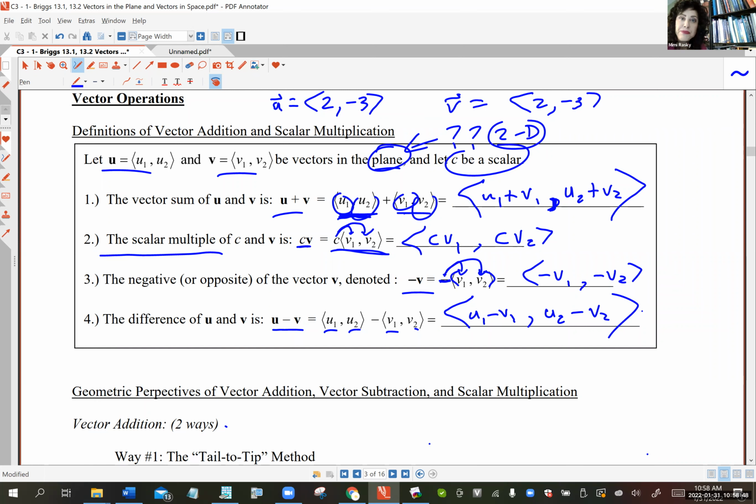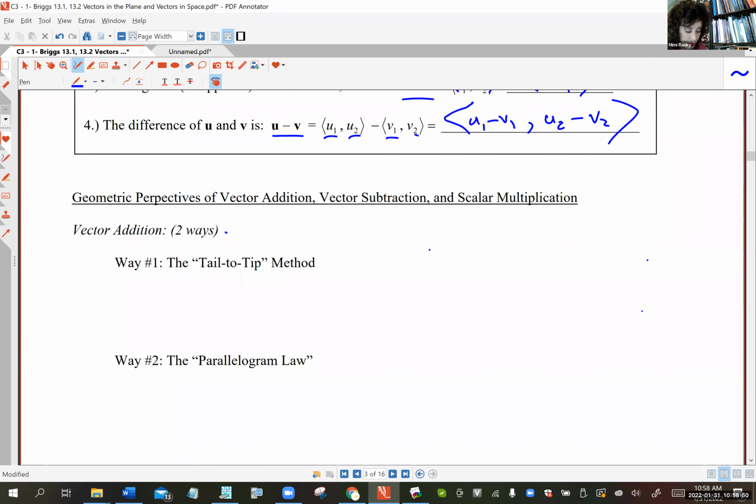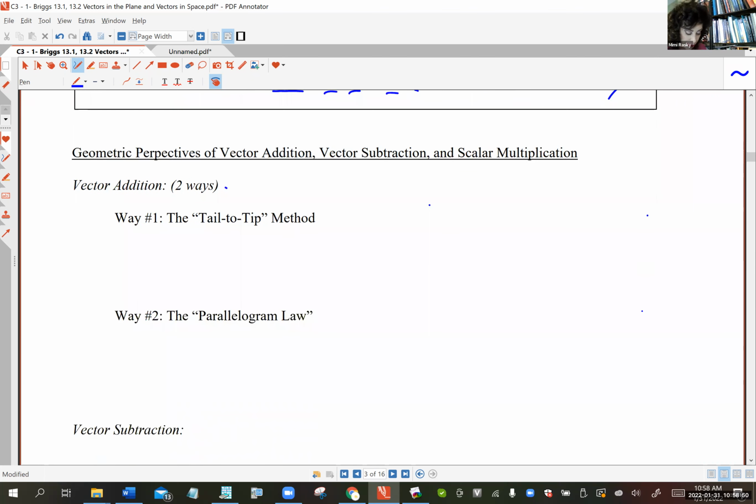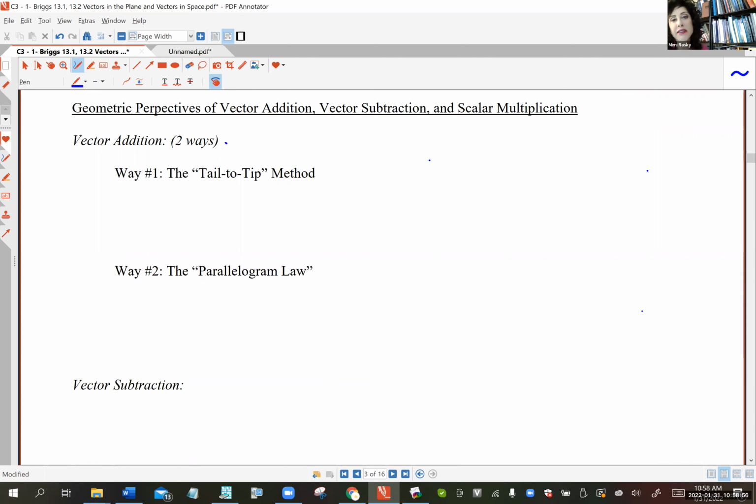Sure. Let's do a visual on this. I'm going to show you two ways to think of adding two vectors, and they both end up with the same result. They're just two different perspectives of adding. But I want you to know both because I want you to be smart Calculus 3 students. Okay, tail to tip. This is also known as the triangle method. And I'll show you a little animation here in a moment of why it's called the triangle method.